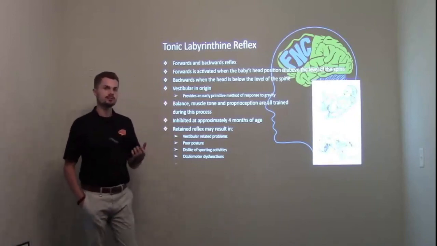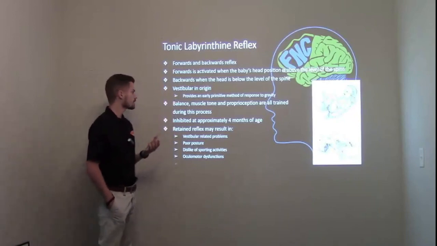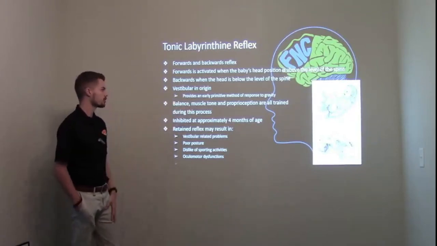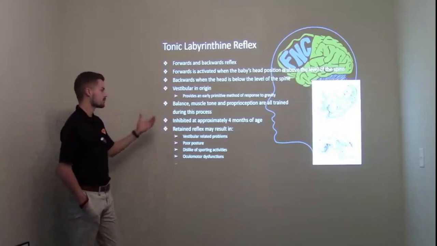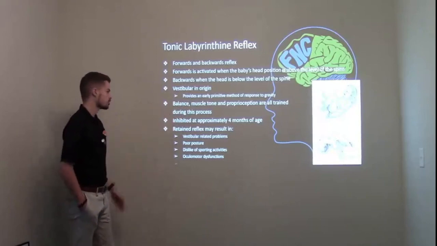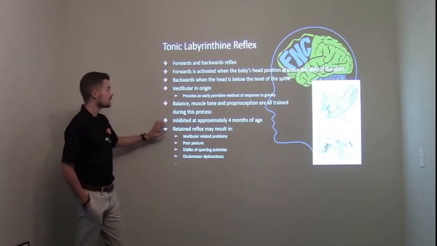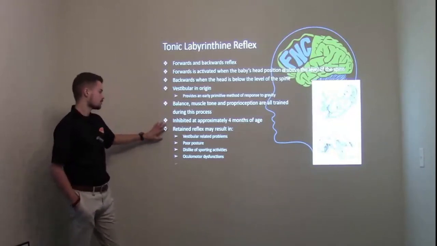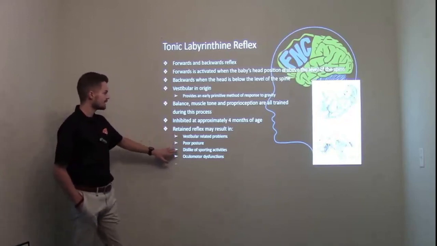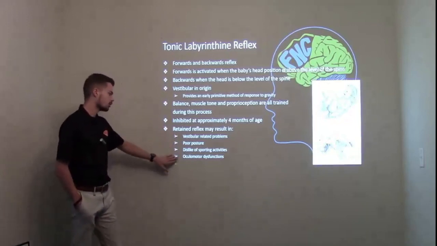Okay, and it is vestibular in origin, so it provides an early primitive method in response to gravity. Okay, this is a really short-lived reflex, but it's really important for creating balance, muscle tone, and proprioception that are all trained during this process. It should be inhibited at approximately 4 months of age, and if you have a retained tonic labyrinthine reflex, you might see some vestibular-related problems, poor posture, dislike of sporting activities, oculomotor dysfunctions.